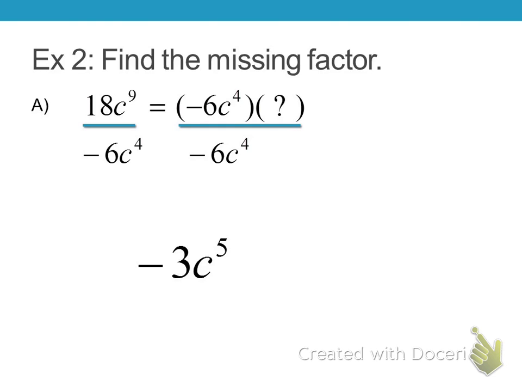Yes, ma'am. Yes, you may. Any questions? So at first we just sort of reasoned our way through it, but this is the actual how do you do it. Just like solving an equation, okay? When you're undoing multiplying, you divide both sides by that coefficient, the -6c to the 4th. Any questions?